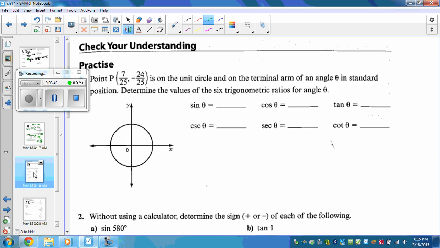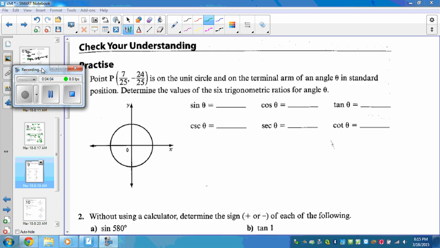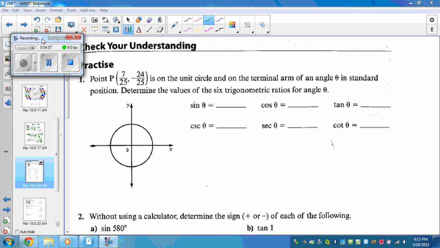Here I will do a couple example questions. These are found on page 133. It says here, point P with coordinates of 7/25ths and negative 24/25ths is on the unit circle and on the terminal arm of angle theta in standard position. Determine the values of the 6 trig ratios for angle theta. First of all, it's on the unit circle. That's important. So that means we can get some information from it, that this is going to be our cos value and this is going to be our sine value.